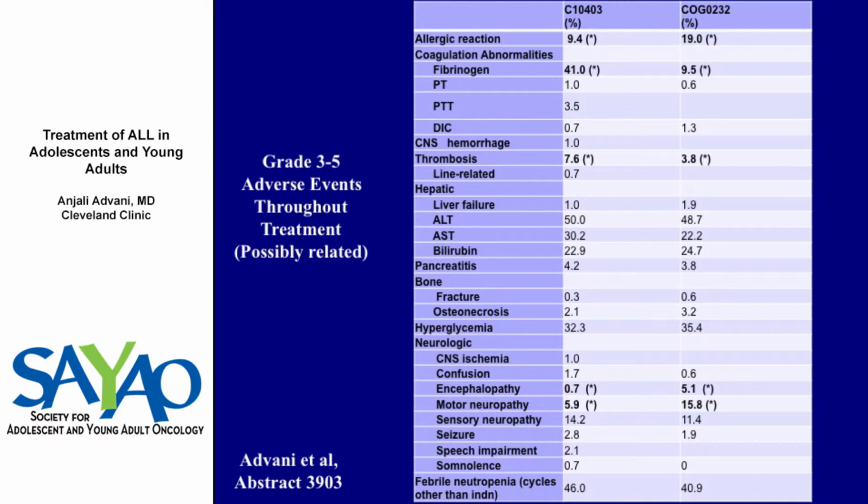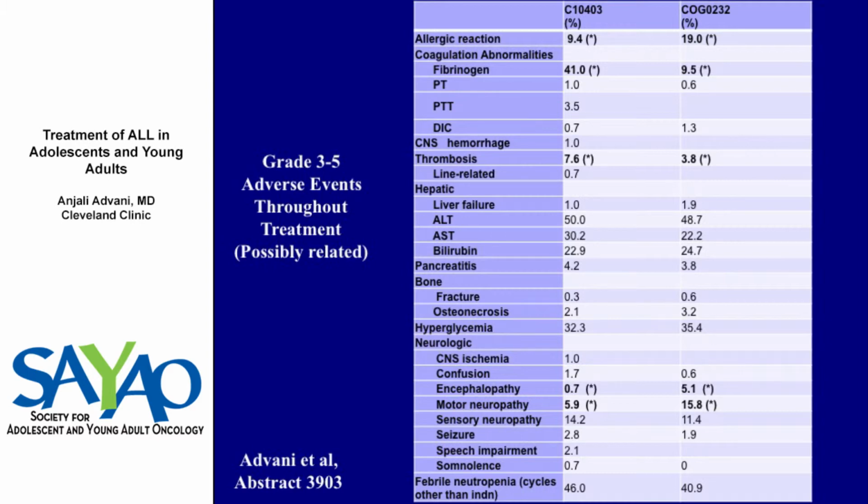So the first thing was the risk of allergic reactions. You can see that the incidence was actually higher in the COG trial, but this was during subsequent courses. And early on in the C10403 trial, we actually incorporated pre-medication into subsequent courses. And so that likely explains why there's that difference there. There was a lot of debate whether we may be hiding silent hypersensitivity reactions, but because there was a fairly high incidence early on, we had amended the trial.